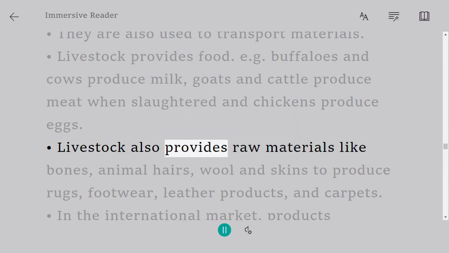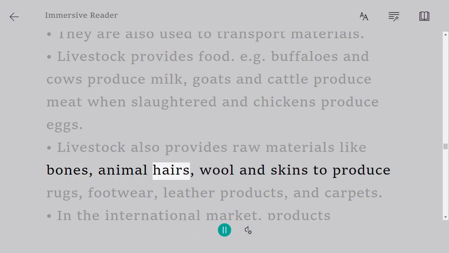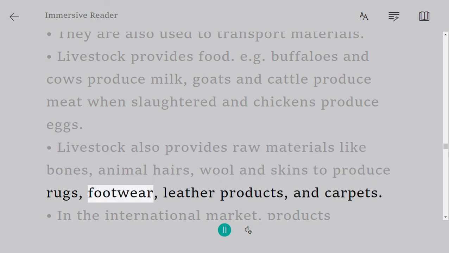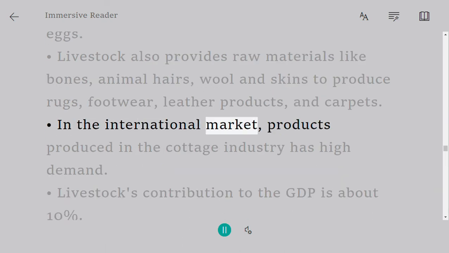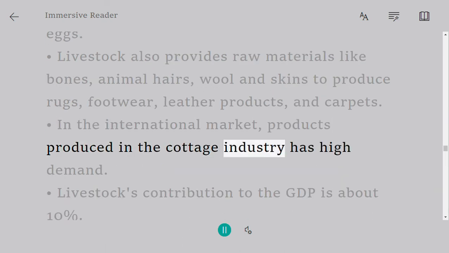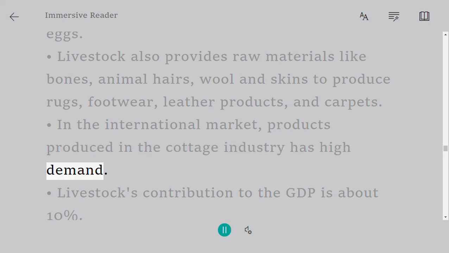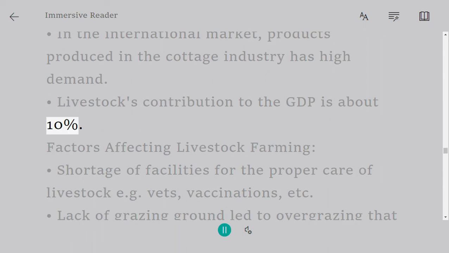Livestock also provides raw materials like bones, animal hairs, wool and skins to produce rugs, footwear, leather products, and carpets. In the international market, products produced in the cottage industry have high demand. Livestock's contribution to the GDP is about 10%.